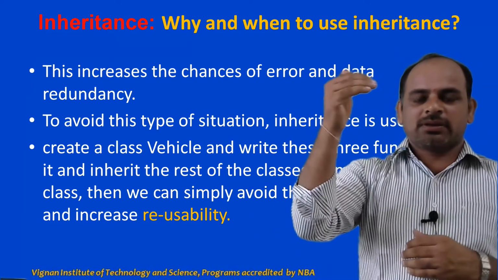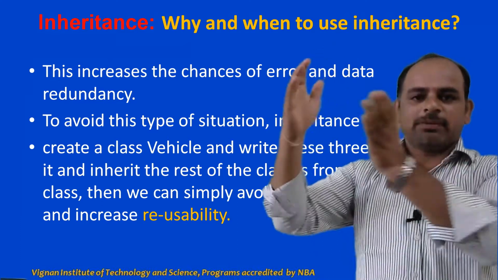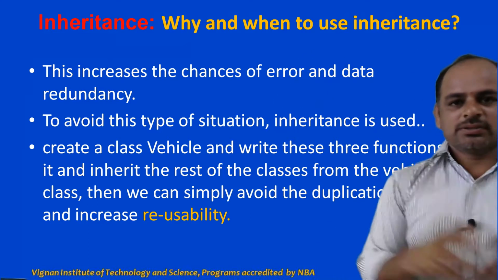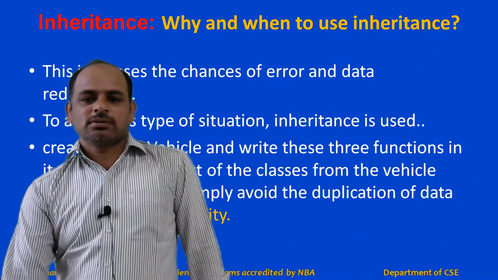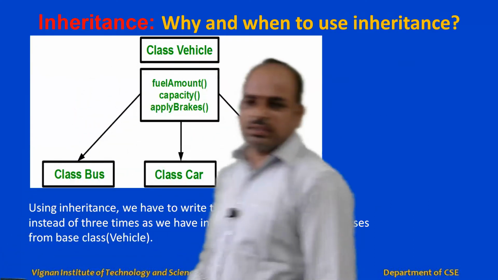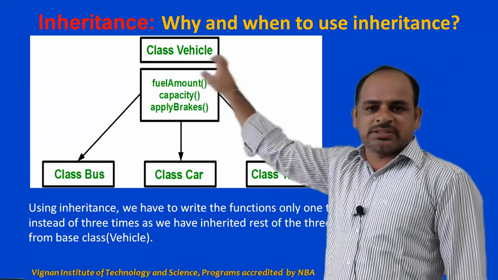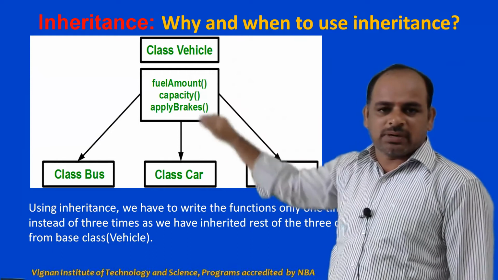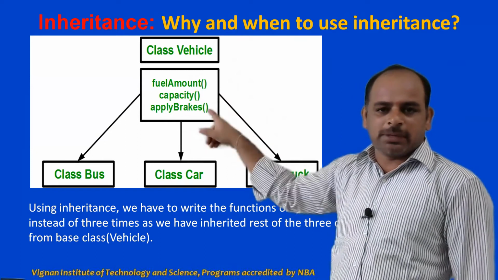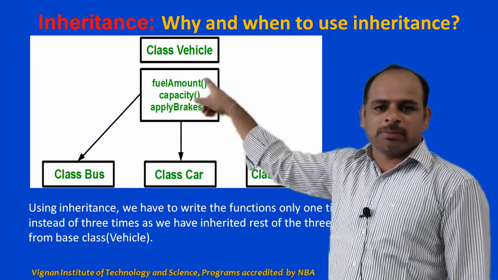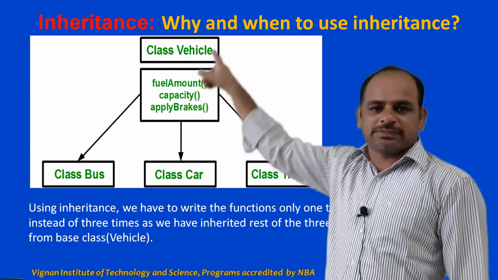That means the same operations are used by the car class, the same operations are used by the truck class, and the same operations are used by the bus class here, right? That is called reusability. So how do we create that here? You can see in this diagram, the first class, vehicle, is created here. Let us call it the existing class, in which I have defined three methods or operations: fuel amount, capacity, and apply brake, because these three operations are common for any kind of vehicle. So these common operations are implemented in the class vehicle.